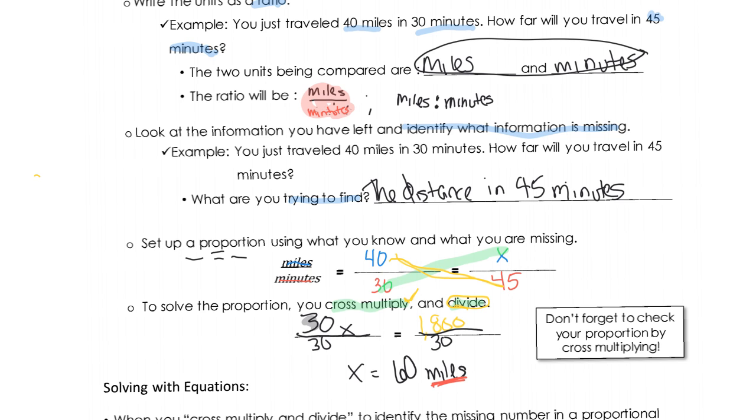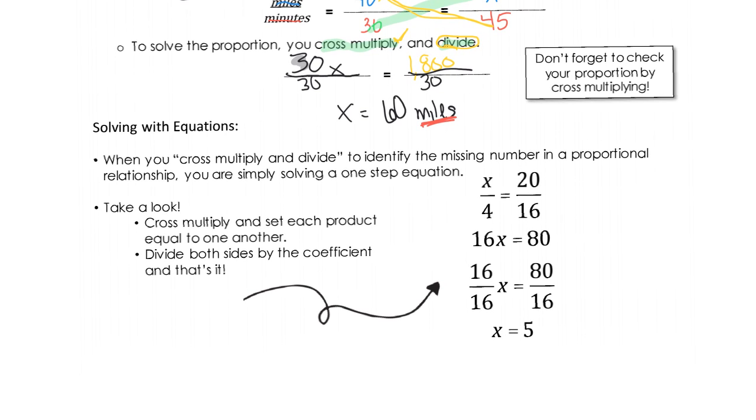So down here below is just another example of how to solve a proportion. They cross multiplied and got 16x, and they cross multiplied and got 80. And then you have to get rid of this coefficient so we can get x alone, and do that by dividing both sides by 16. Okay, that's all you do to solve a proportion. So let's look at the next page.